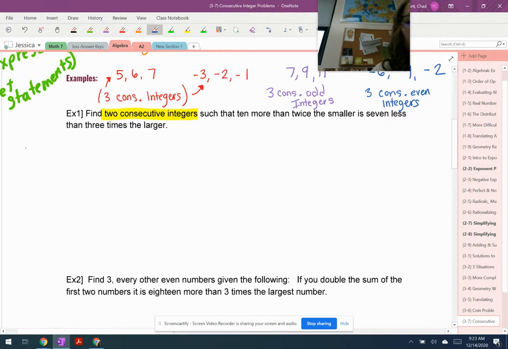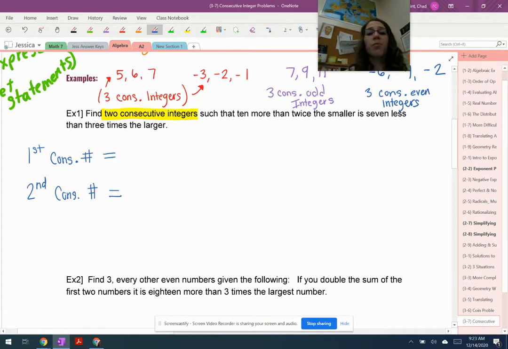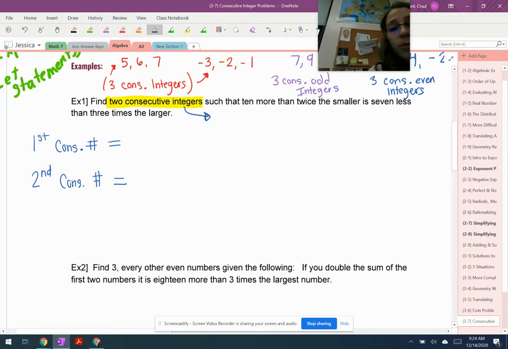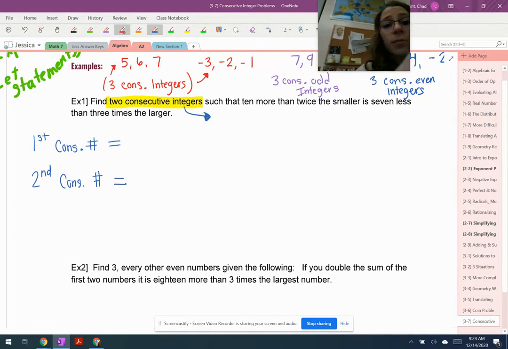Let's go blue. So my first consecutive number equals, and second consecutive number equals, such that 10 more than twice the smaller is 7 less than 3 times the larger. So two consecutive integers. Let's pull up a simple example of two consecutive integers, like 2 and 3.